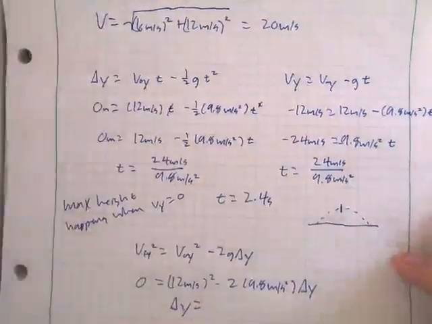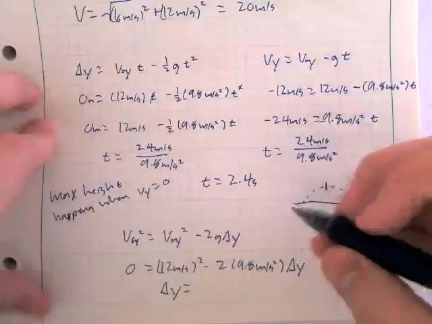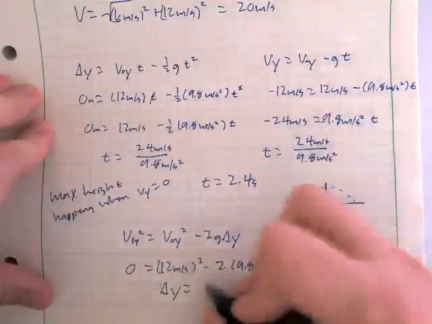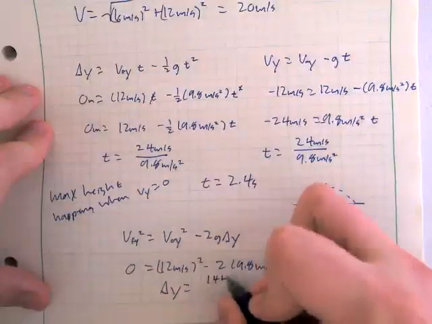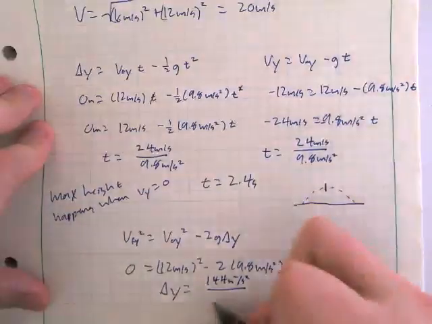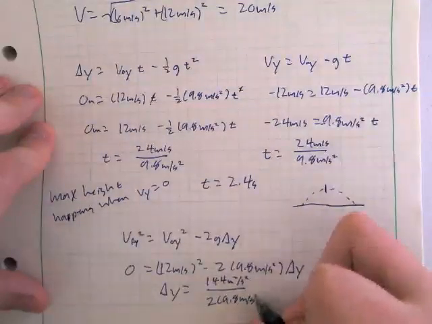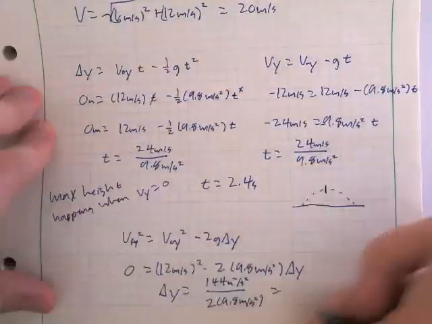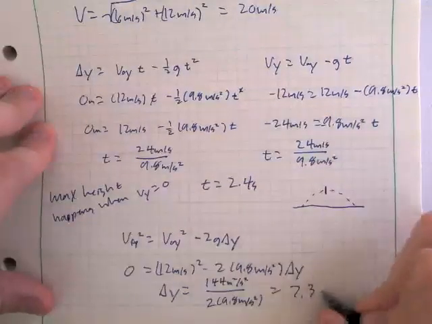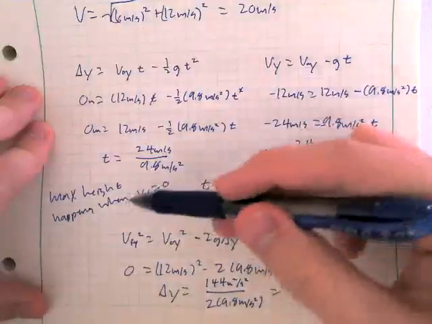Run out of room on my paper here. Delta y in this case will equal 12 squared, which is 144 meters squared per second squared, divided by 2 times 9.8 meters per second squared. And what you get is a maximum height of 7.3 meters.